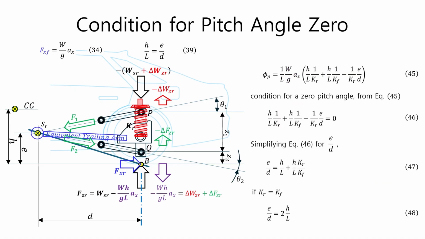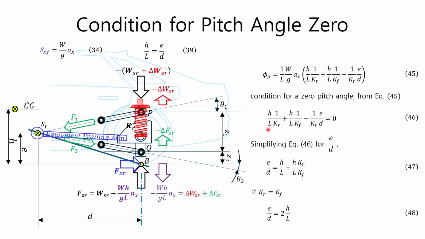Let's determine the condition for the pitch angle to become 0. In equation 45, which represents the pitch angle phi-p, derived earlier, if the rear wheel braking force is applied and the braking deceleration AX is not 0, the condition for the pitch angle phi-p to become 0 is that the sum of the terms inside the parentheses in equation 45 becomes 0.